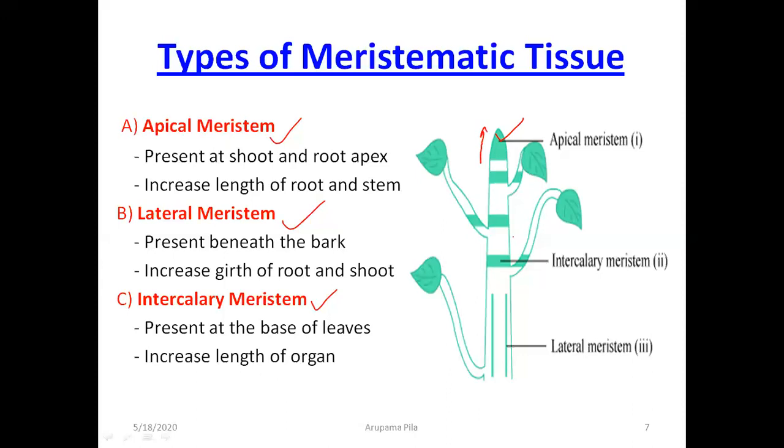Then after that you can see intercalary meristem. It is present here at the base of the leaf, which is helping in the increase in the length of the leaf. And then lateral meristem is present here and increasing the girth of the stem. Girth of the stem means the thickness of the stem. So in this diagram you can understand these three.